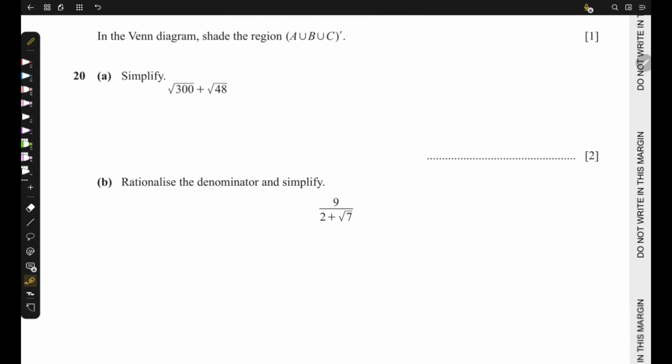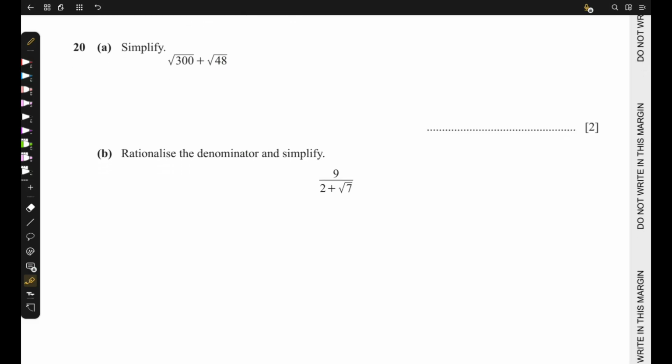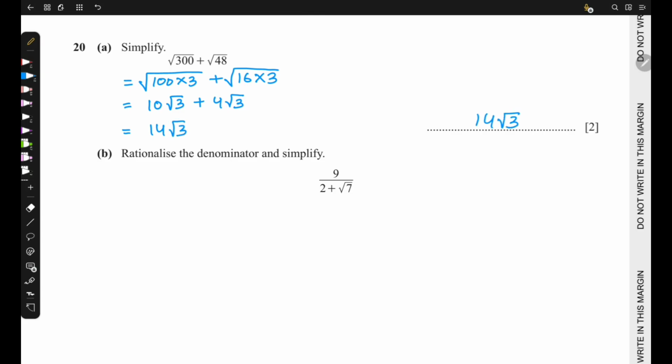Moving on. Question number 20. Simplify square root of 300 plus square root of 48. So it is related to surds. So square root of 300 can be written as 100 times 3, and square root of 48 can be written as 16 times 3. Like we convert it into the product of perfect squares. Square root of 100 is 10 and root 3 would remain over here. Square root of 16 is 4 and under 3 would remain as it is. And 10 under 3 plus 4 under 3 is 14 under 3. So that is your answer, 14 under 3.